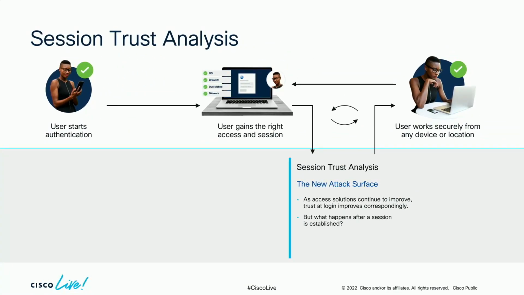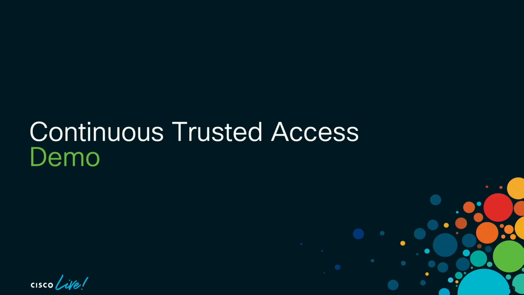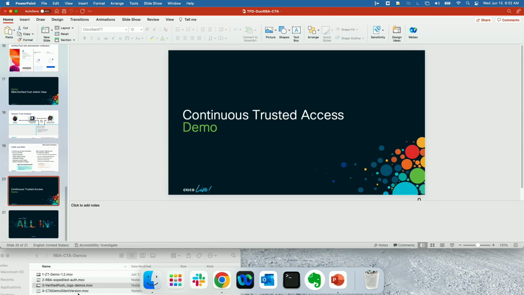Continuous trusted access is built on a piece of technology we call session trust analysis. So basically, we're members of the OpenID Foundation. We help develop these standards, CAEP and RISC. They're two standards that do what are called shared signals. Shared signals are basically a way for somebody like a security vendor to talk to somebody like a SaaS vendor. In this particular case, our SaaS vendor is Box.